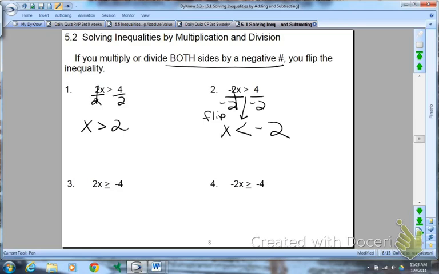Number 3, 2x is greater than negative 4. We divide both sides by 2. Did we divide both sides by a negative number? No. So we do not flip the inequality. So x is greater than or equal to negative 2. And number 4, we divide both sides by a negative 2. Did we divide by a negative number? Yes. Do we flip it? Yes. And negative 4 divided by negative 2 is a positive 2. So it doesn't matter what the answer is. What matters is if you divided both sides by a negative number.